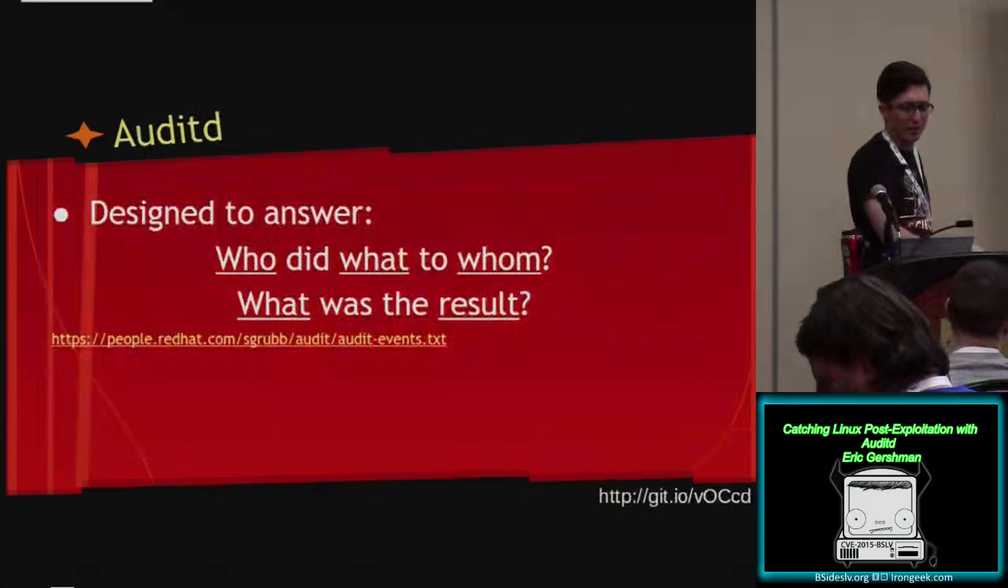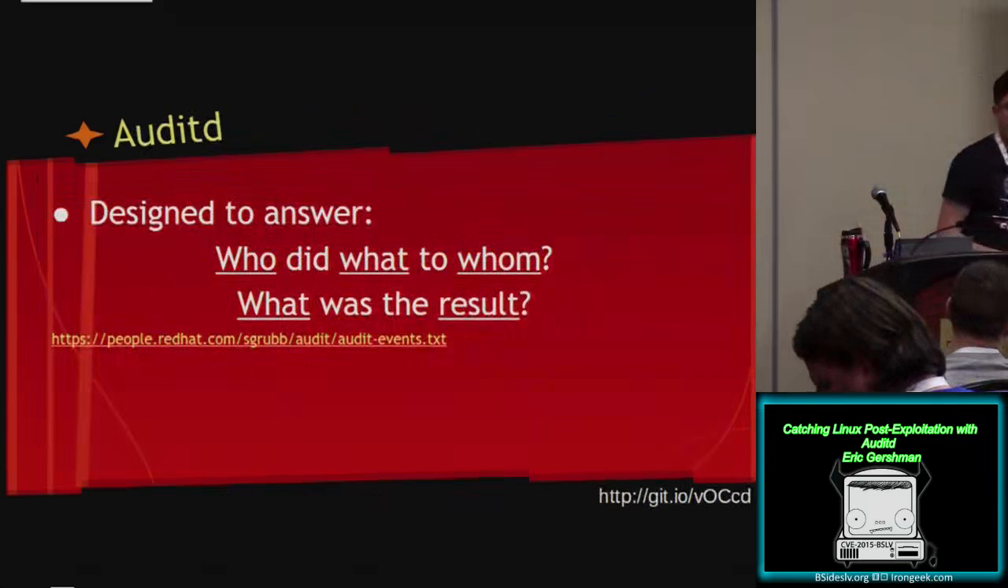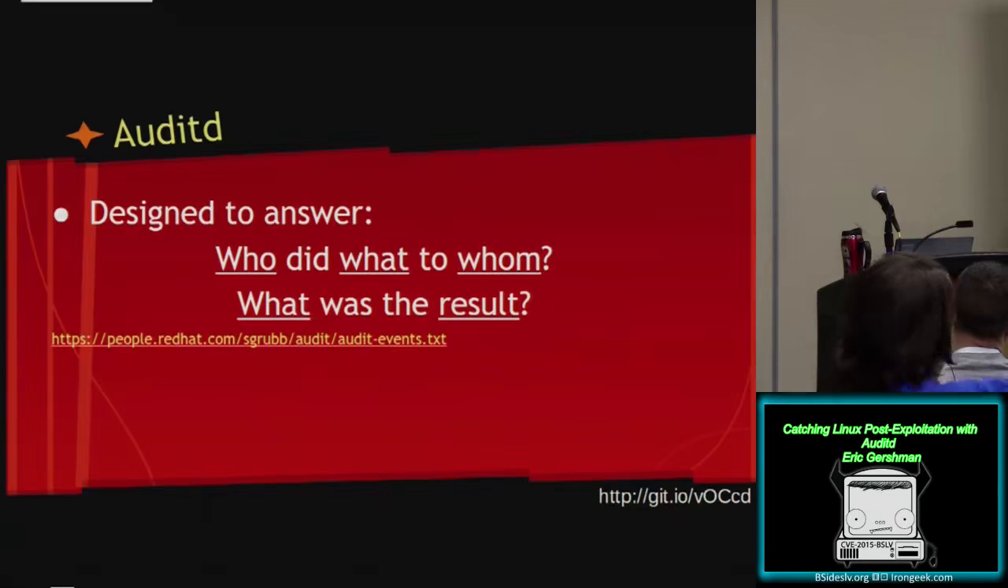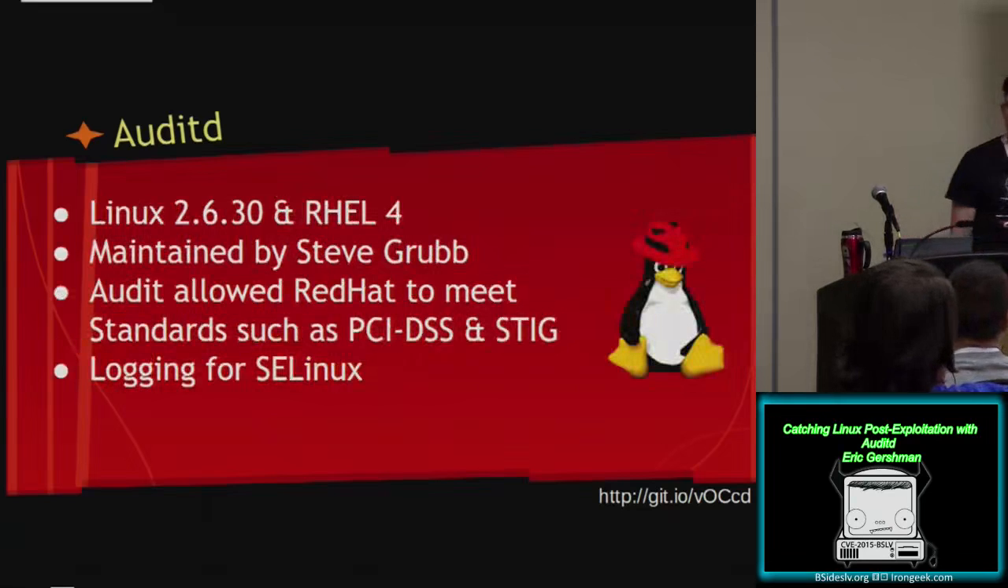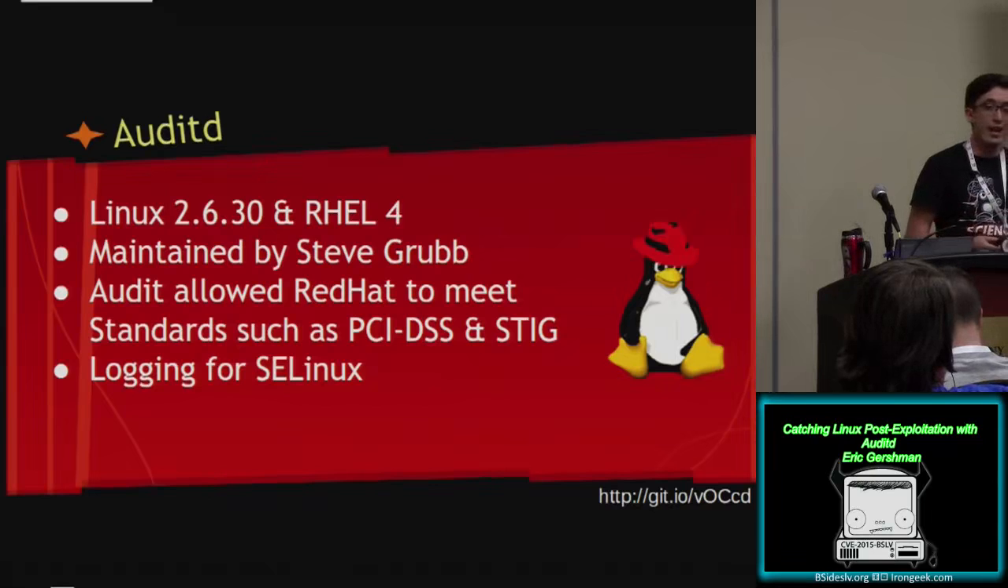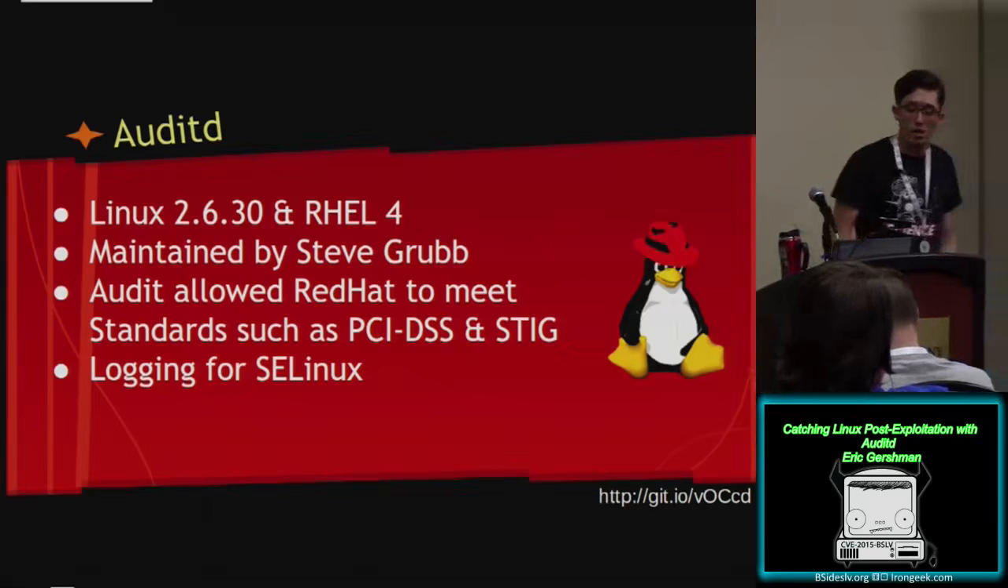So getting back to Auditd, it was originally designed to answer who did what to whom and what was the result. Auditd has been around for quite a while. It was first introduced into the Linux kernel in 2.6.30 and into Red Hat Enterprise Linux 4 by Steve Grubb. And it allowed Red Hat and other operating systems to meet the audit log requirements for standards such as PCI DSS and the Department of Defense's STIG.